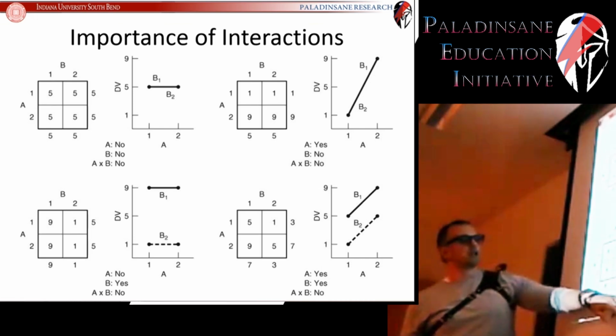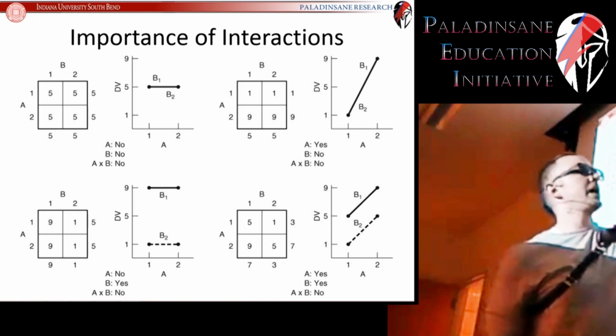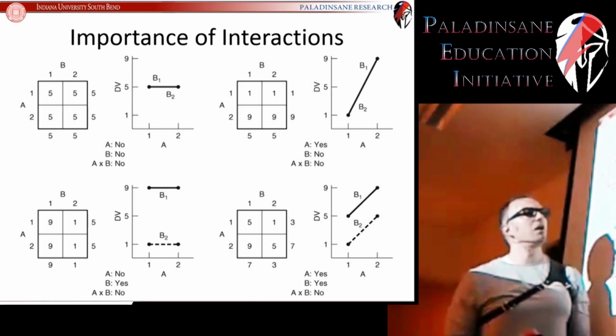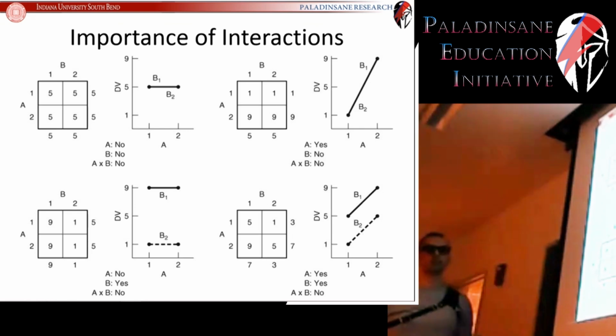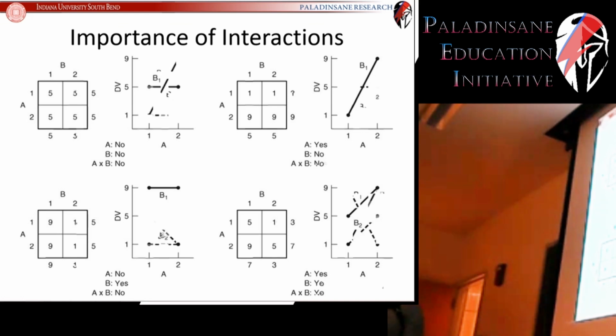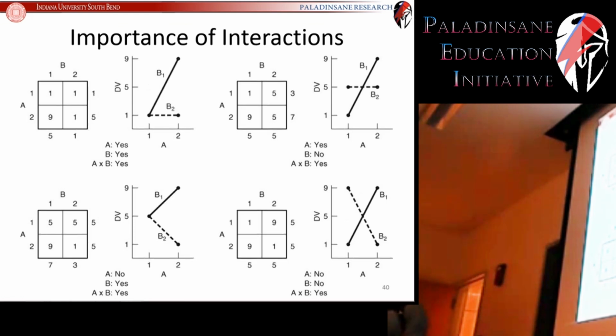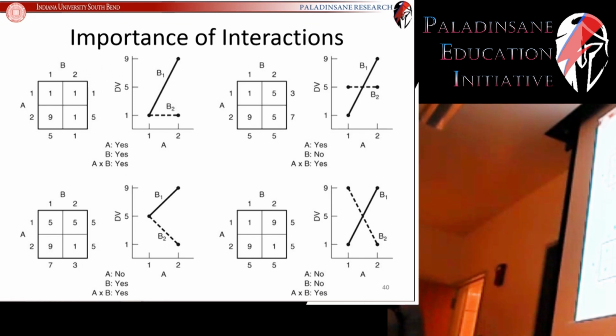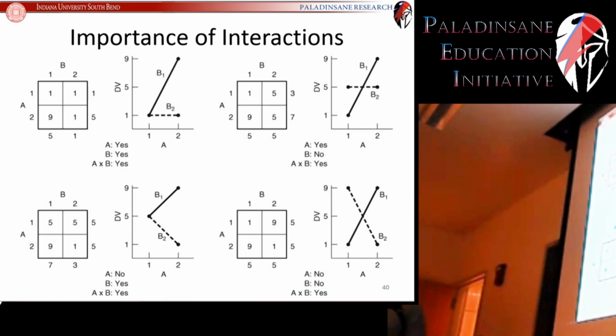So these are the ones where either B has an effect or A has an effect, or they both do. But all of these are the no interaction cases. So we are not going to spend time on that. We're going to take a look at when there is an interaction. So in each of these cases, there is an interaction. In each of these cases, the effect of A is different for the different levels of B.